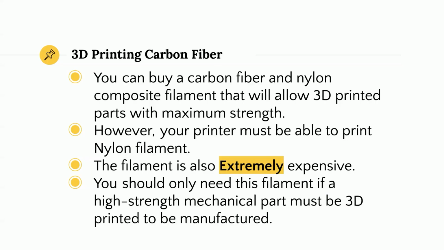And now the really interesting one is 3D printing it. So you aren't technically 3D printing just carbon fiber, unless you have some crazy fancy machine I don't know about. But you can buy a carbon fiber and nylon composite filament that will allow 3D printed parts with maximum strength. Remember how earlier I said nylon was the strongest one? I lied to you. This is much stronger. However, your printer must be able to print nylon filament, and it is extremely expensive.